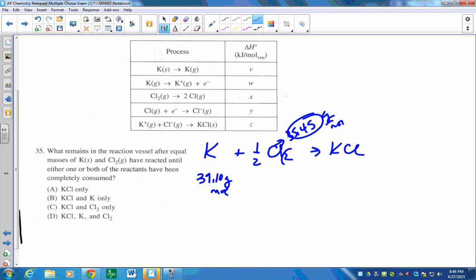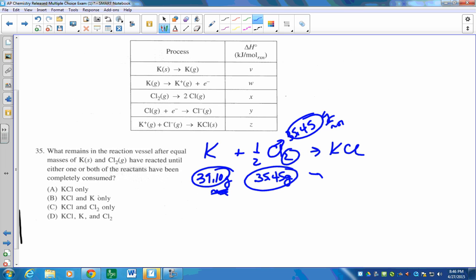So if you doubled it and then took half of it, so this is 35. So basically for this reaction, 39 grams of this would react, if you had 1 mole, 39 grams of this would be 1 mole of that. It reacts with 35.45 grams of that to make 1 mole of this.